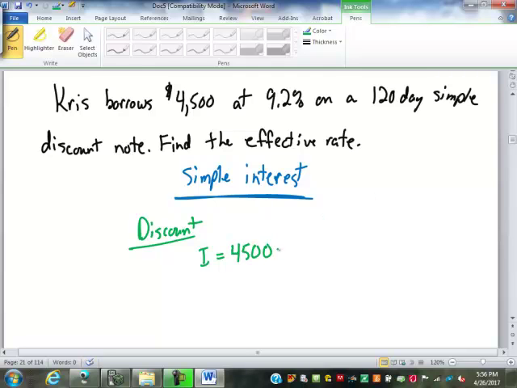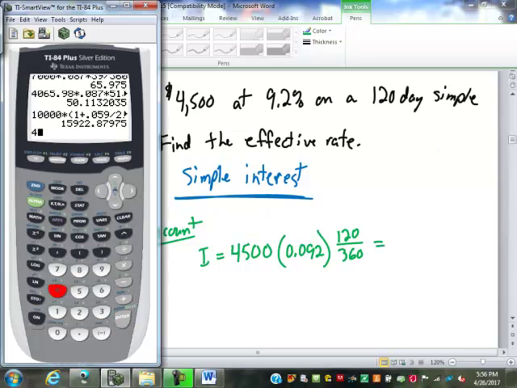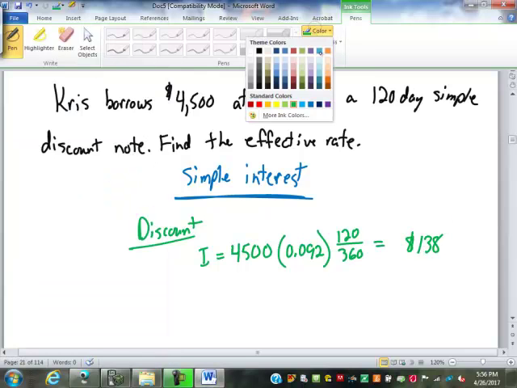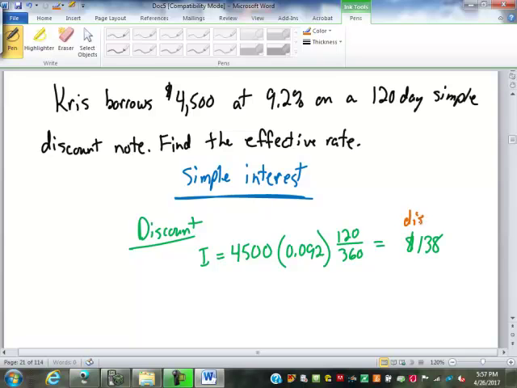$4,500 times 0.092 times 120 over 360. And it doesn't specify, so we assume it's ordinary interest and not exact. So we get $138. That is the amount of the discount.